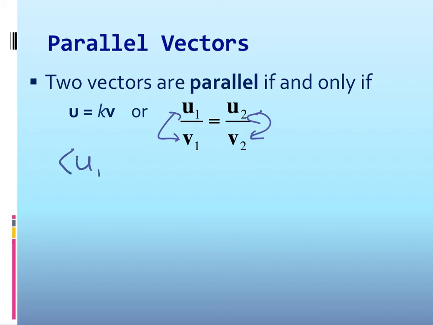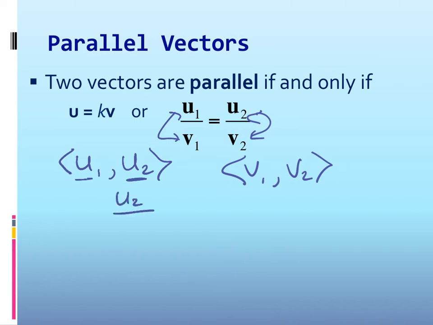So again, if I think my U1, U2, and my V1, V2, and put that into slope format, this is my change in Y, this is my change in X, this is my change in Y, this is my change in X. If they are the same, the lines are parallel, right? We know that. Same two rules as before. Perpendicular means that they are opposite reciprocals. Parallel means that they are the same.